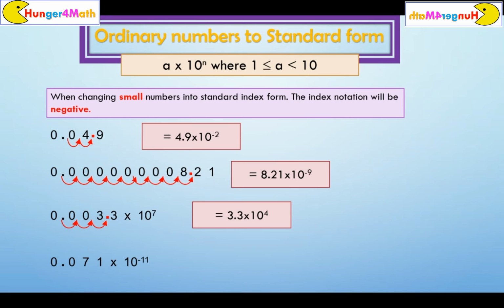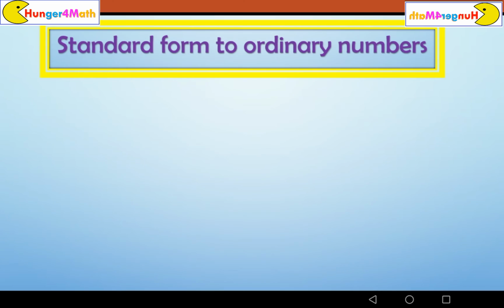Next example, we have 0.071 times 10 to the power of negative 11. Here, our decimal point is placed in between 7 and 1, and we count the number of times we move the decimal, 1 and 2. So this will become 7.1 times 10 to the power of negative 11 minus 2. And the final answer will become 7.1 times 10 to the power of negative 13.